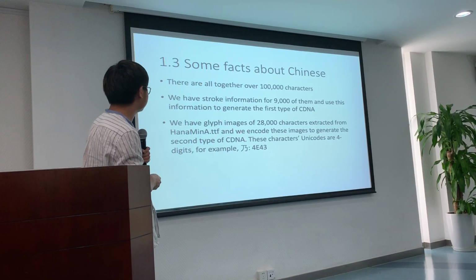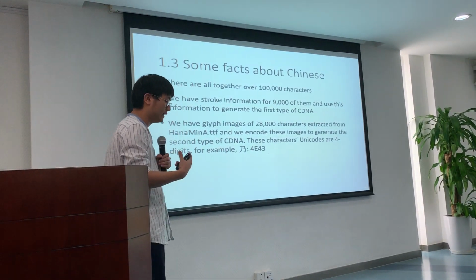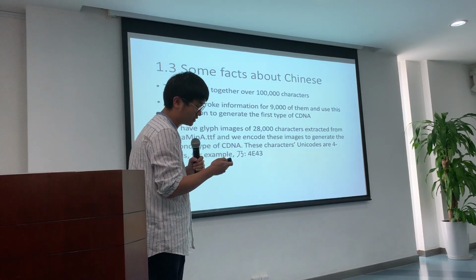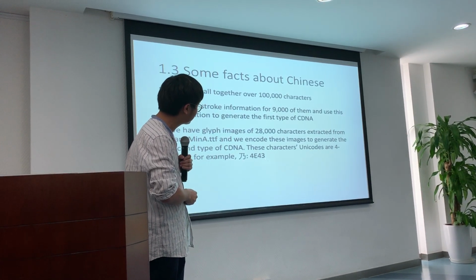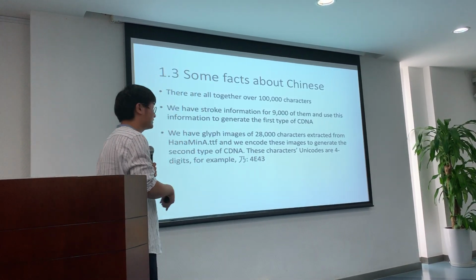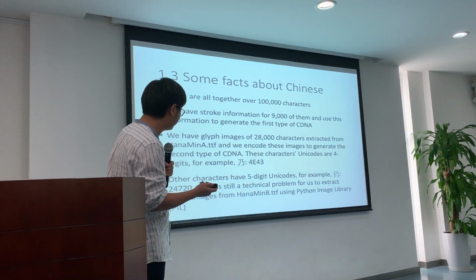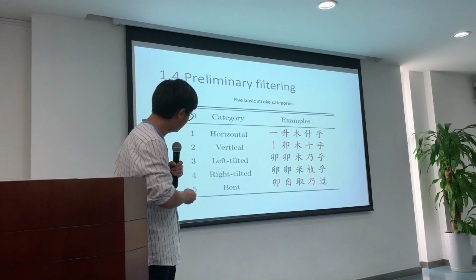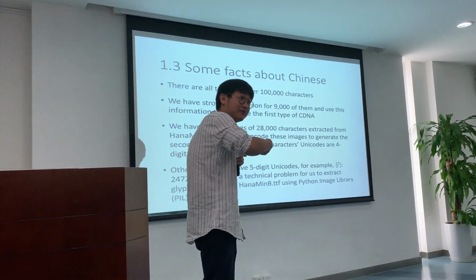The second type of DNA is built on images, but we can only build these character DNAs for 28,000 because they have 4-digit Unicodes, like this character 4E43: 1, 2, 3, 4. What are the missing 17,200? Because they have 5-digit Unicodes, like this one: 1, 2, 3, 4, 5, or this character. So this is still a technical problem for us. If you know something about this, let me know.